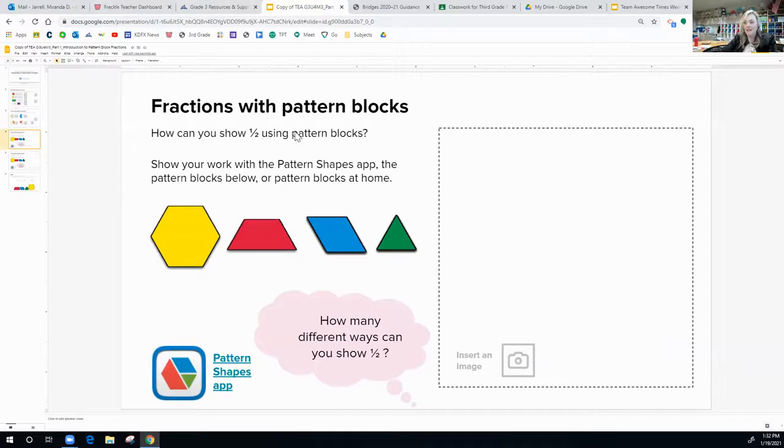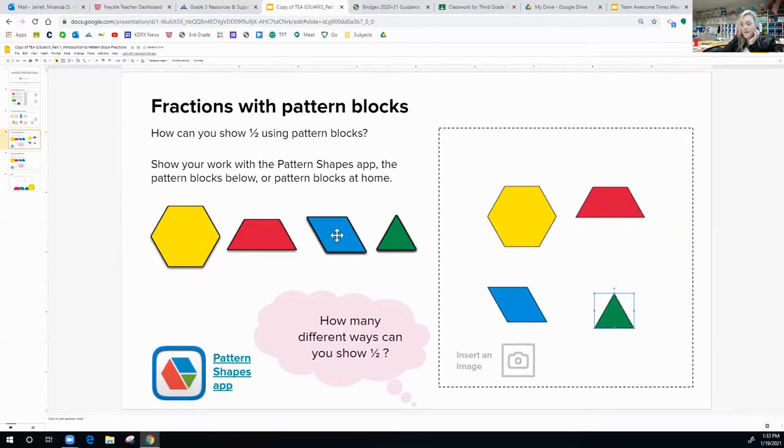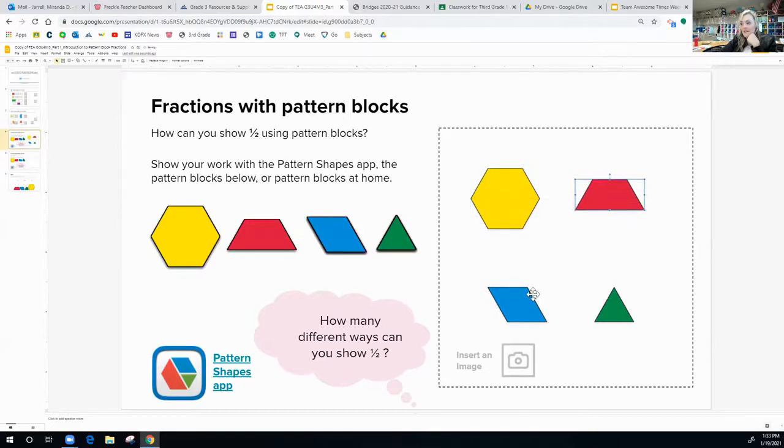How can you show 1/2 using pattern blocks? All right, well, I could take 1 whole and cover up. So on this one, you would just know that this is half of the hexagon. If this is the whole, then half would be 1 triangle. And I think those are the 2 ways. So if I thought about this is 1 whole, and this is half of the whole, this is 1 whole, and this is half of the whole.